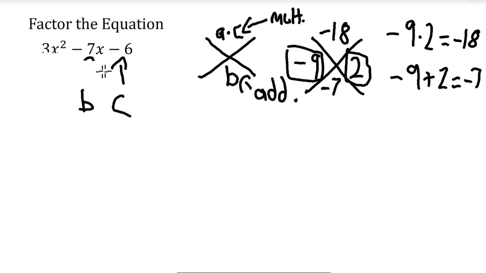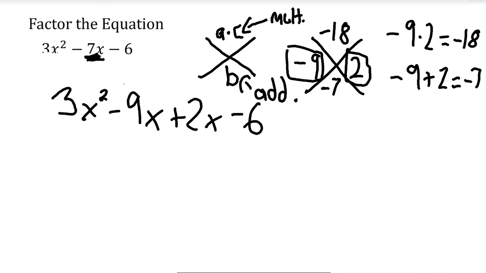Let me erase this real quick. Now we use these numbers and split the middle, the B value, into negative 9x and 2x, just like this: 3x squared minus 9x plus 2x minus 6. This is still equivalent to the original because negative 9 plus 2 is equal to negative 7. We're just writing it differently.